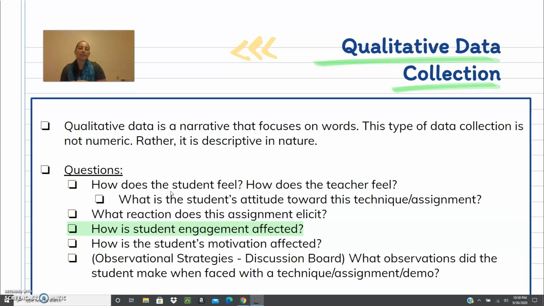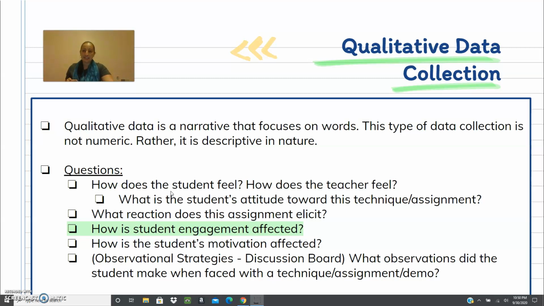Same thing, what is their reaction to the assignment? Are they writing that they hate this, they don't get it, or is it really clicking? And then one thing that came up over and over and over again was how is student engagement being affected? And I think that progressive narrative that you're seeing in the journal will lend itself very nicely to that student engagement piece.